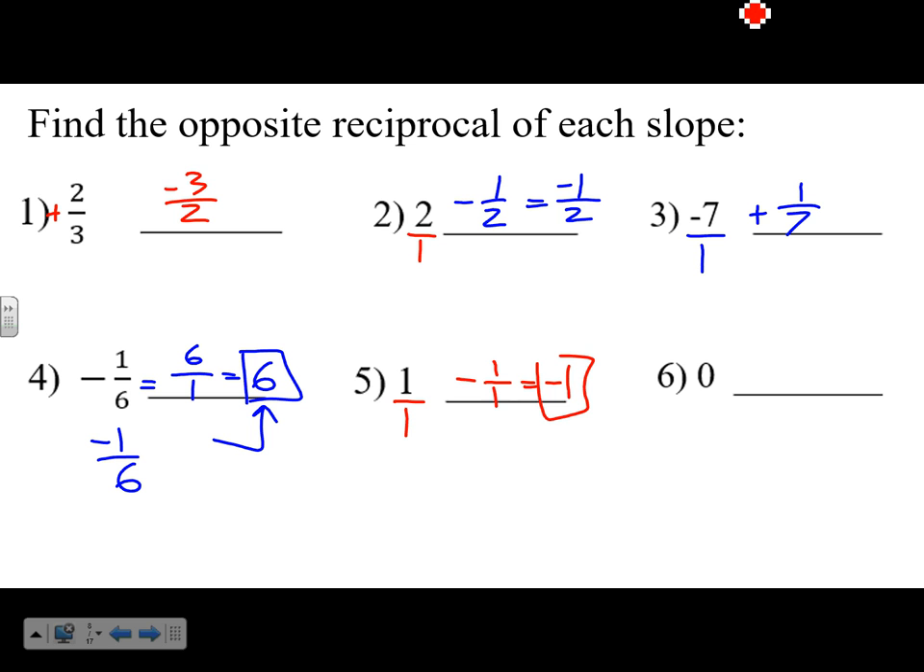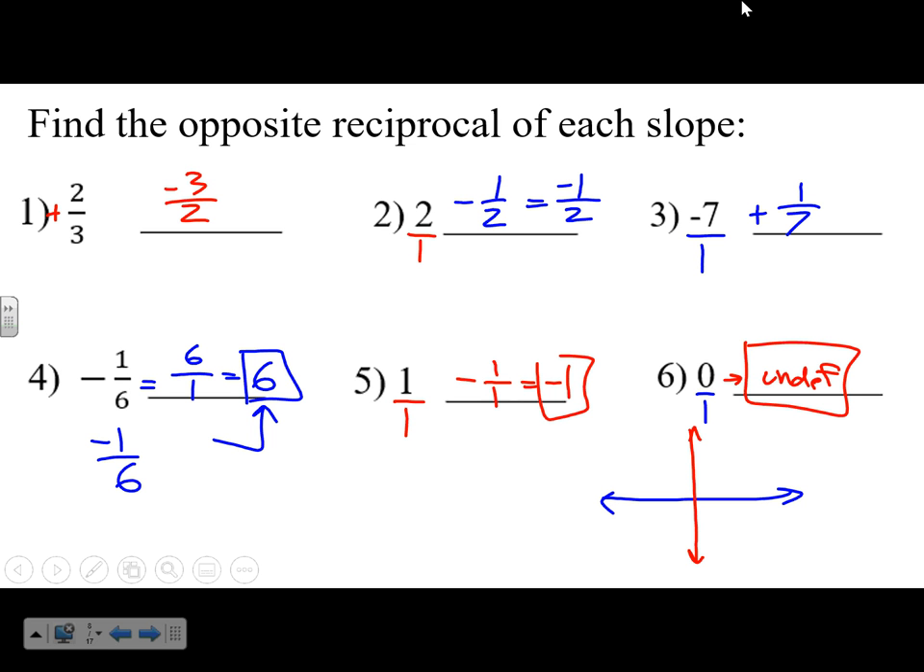And the last one, this one's a little bit confusing because it's 0. Well, if you put it over 1, it's still 0. So what is the slope that's perpendicular to 0? Well, remember, 0 is a horizontal line. So a perpendicular line to that would be vertical, which means the slope would be undefined. That one's a hard one, so try to make sure you remember that. A zero slope is horizontal, so a vertical line would be perpendicular, which means that slope is undefined.